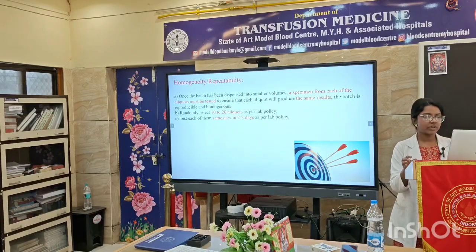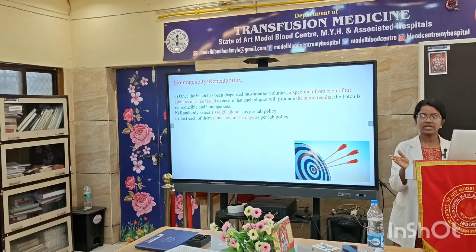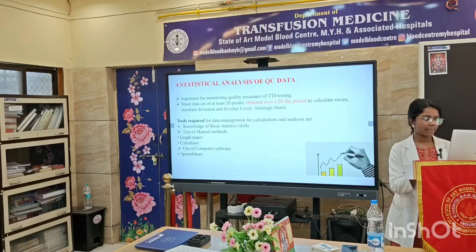So how are we going to select? We are going to select randomly 10 to 20 aliquots as per the lab policy. We are going to test each of them on the same day or over 2-3 days as per lab policy. This is again the same reproducibility, intra- and inter-run reproducibility.